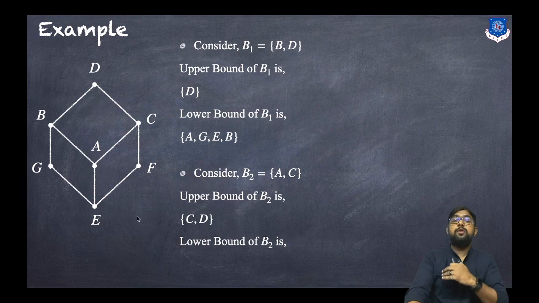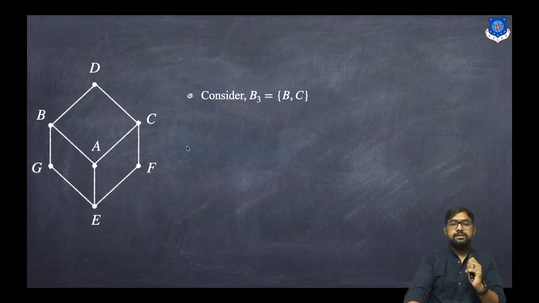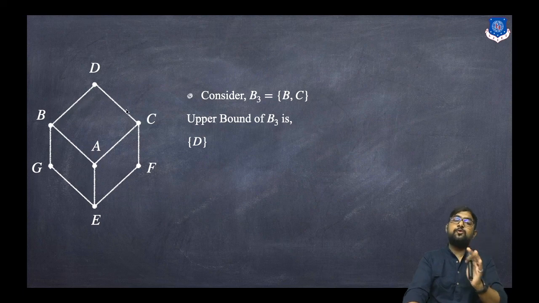Now for lower bounds, we can go from E to A, we can go from E to C. So that means A and E will be the lower bounds. And the last set, that is B and C. So for B and C, what are the upper points? It is only one. So that means this D. We can go from B to D. We can go from C to D. So it is the upper bound.